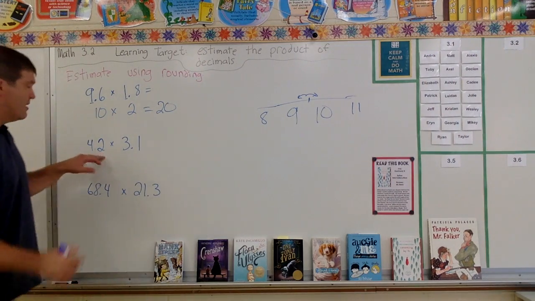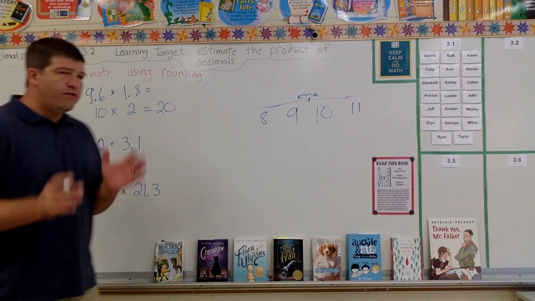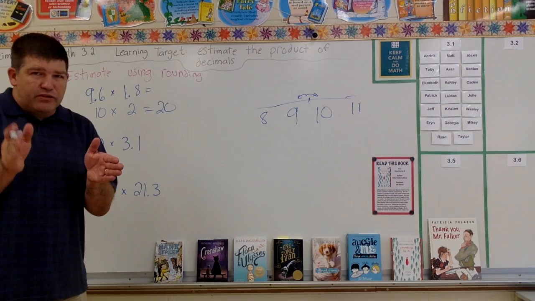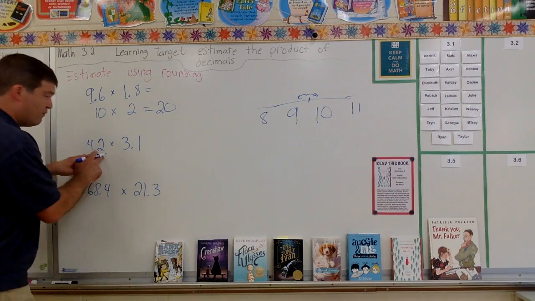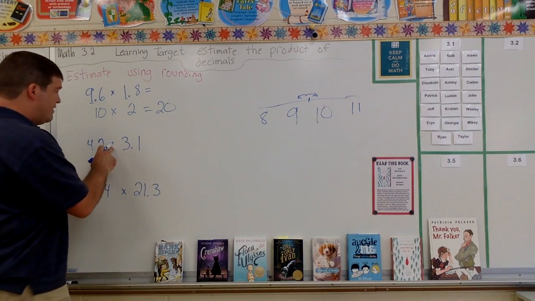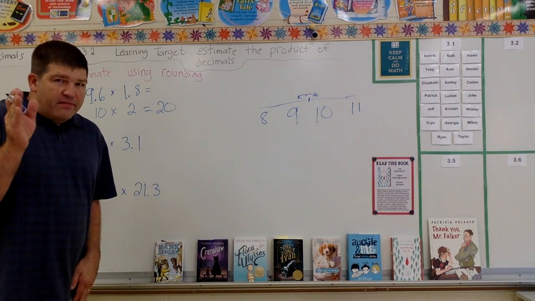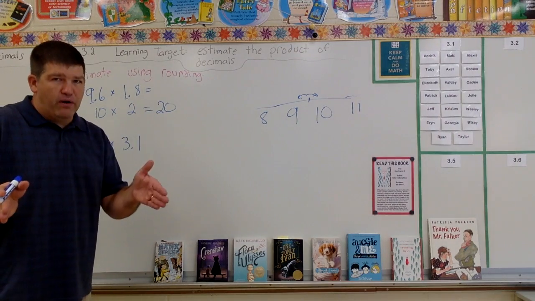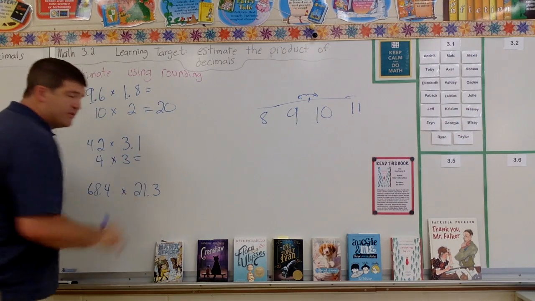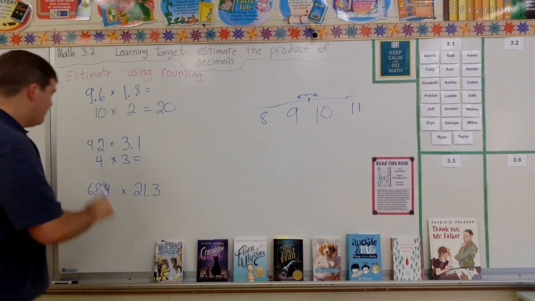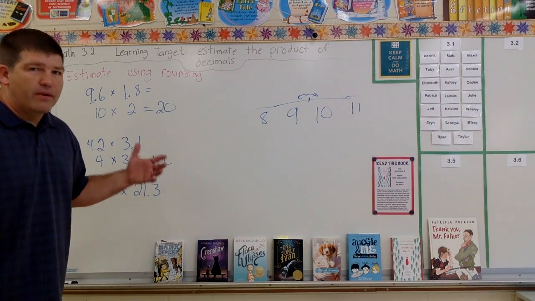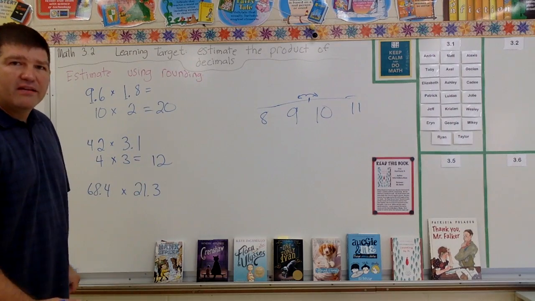Let's look at this one. 4.2. So 4.2, it's between 4 and 5. Is it closer to 4 or is it closer to 5? 4.2. Closer to 4. All right? Now times 3.1. 3.1 is between 3 and 4. Well, 0.1, that's so small. It's so close to 3. 4 times 3, and because you know your math facts, 4 times 3 is 12. We rounded it, we did mental math, and we estimated the product.